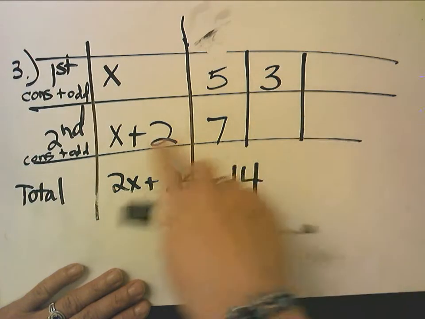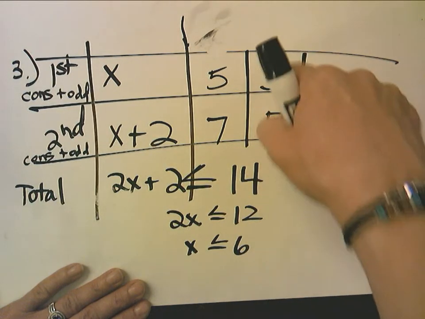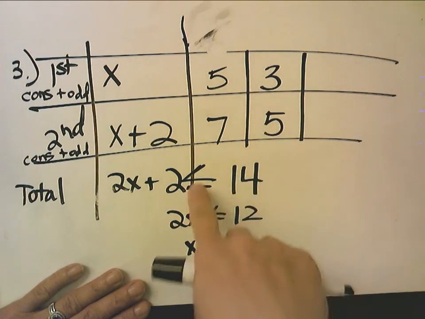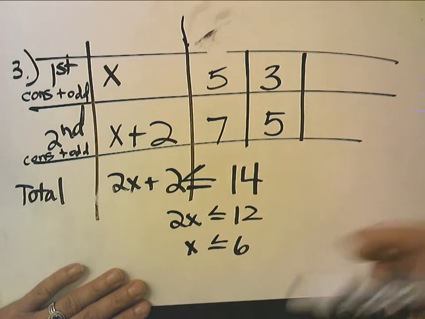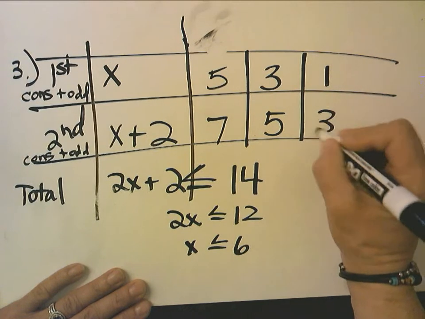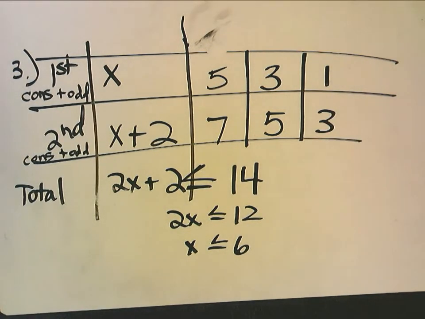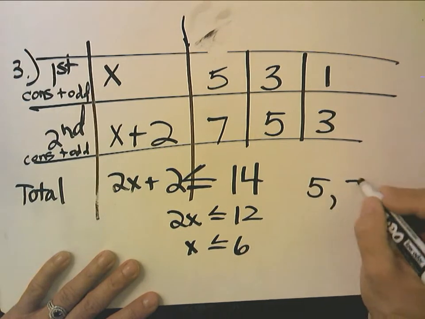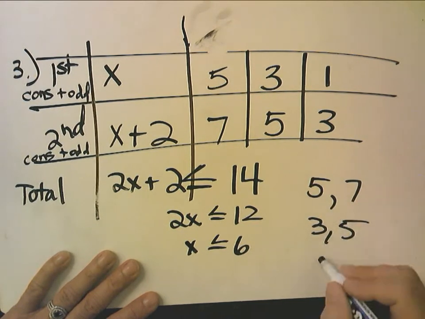It's 3. What's 3 plus 2? It's 5. Add these together, 8. They're both odd, both positive, and they're both less than 14 when you add them together. The last pair would be 1 and 3. So my actual answer would be the pairs 5, 7, 3, 5, 1, 3.